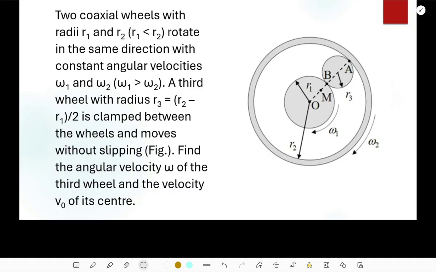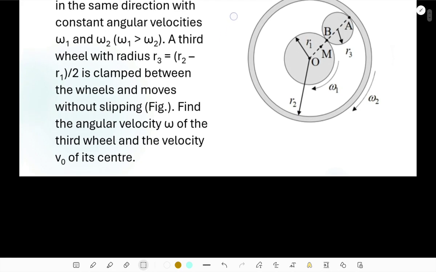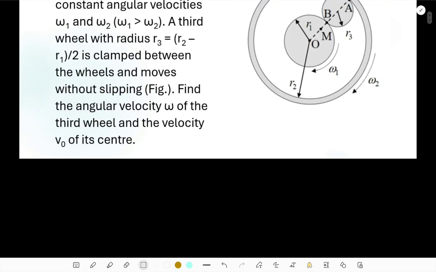And that has been clamped between the wheels, and the velocity v0 of its center. These two are related. If we get omega, we can get v0 easily. And this is not slipping. Rest of the things are just data, and I can put data later.